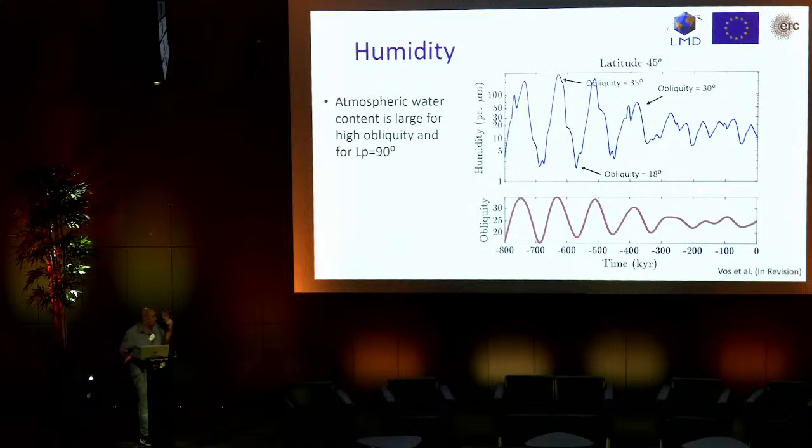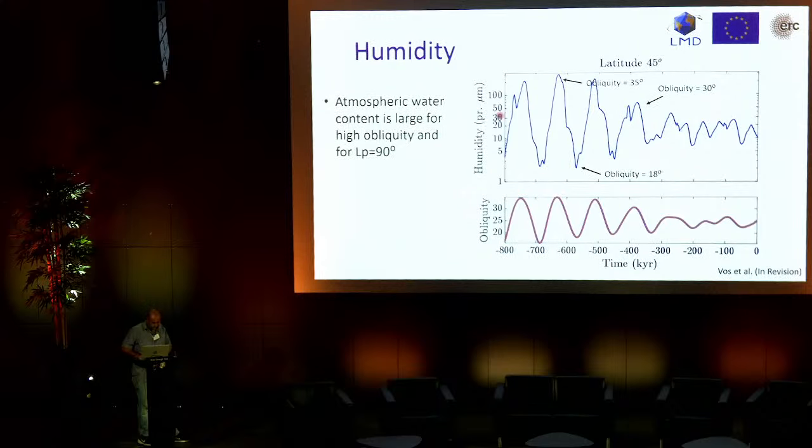So this figure looks simple and naive, but it's a nightmare because it is composed of about 80 different 3D PCM simulations, where we calculate the humidity at each grid point, and we see it here in interpolation as a function of time. At the top, we have the humidity in precipitable microns, and at the bottom, we have obliquity, and we can see how nicely they follow each other.